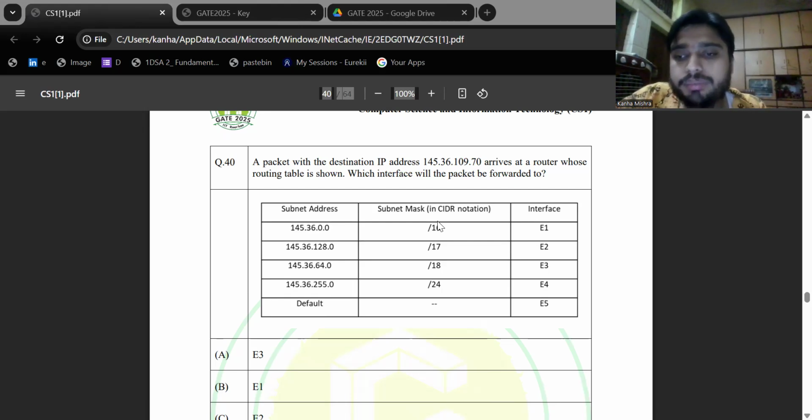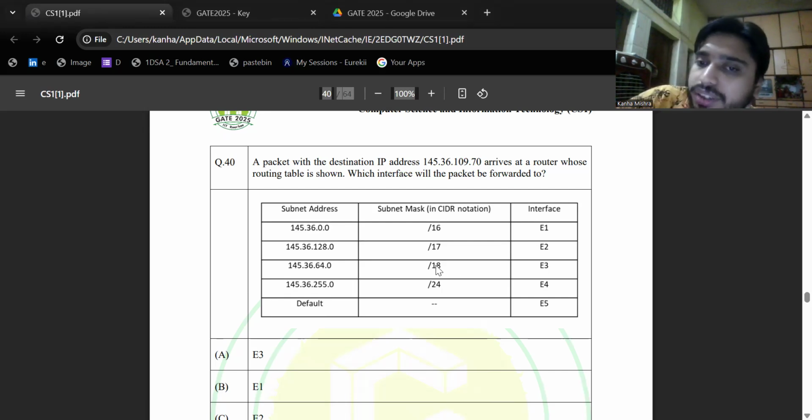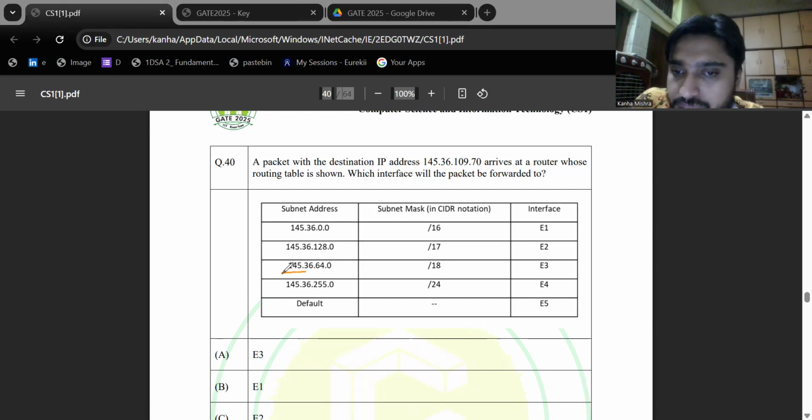So this /18 subnet mask in CIDR notation with the subnet address will be the matching one. After applying the subnet mask, it will match with this. So we can say that E3 is the interface where the packet will be forwarded to. So the correct answer is A. That's it for this particular video.